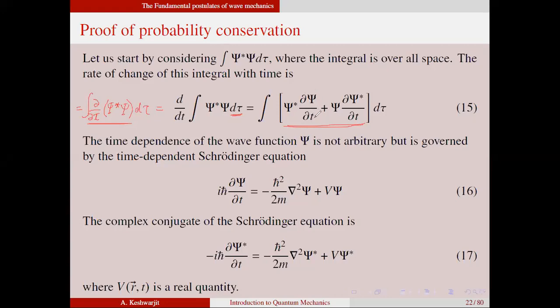This del psi by del t: how does a wave function change with time? The time dependence of the wave function psi is not arbitrary, and it is governed by the time dependent Schrodinger equation. We have seen this earlier. The Schrodinger equation says i h bar del psi by del t should be equal to minus h bar square by twice m, the Laplacian of psi, plus V psi, where V is the potential energy of the system. So this del psi by del t, we have to substitute from this expression.